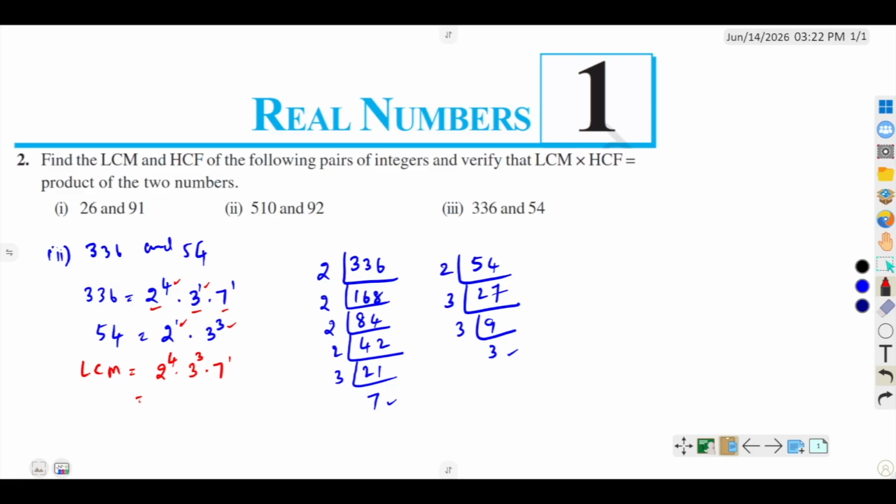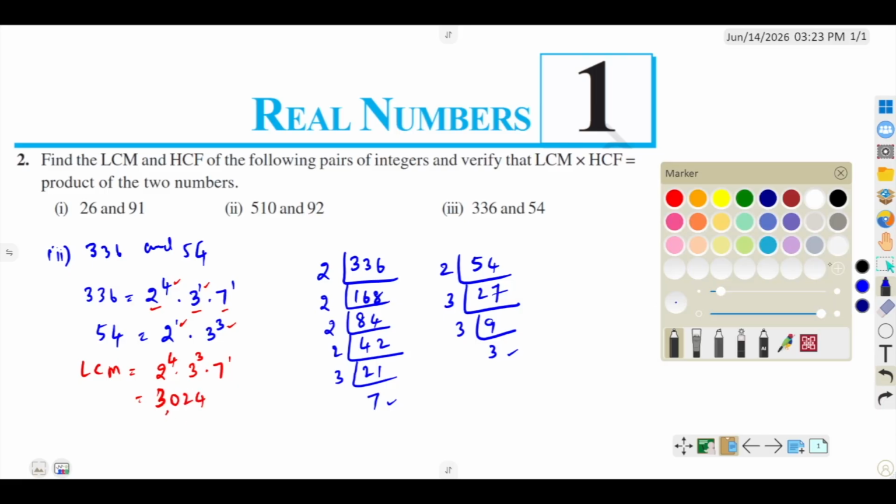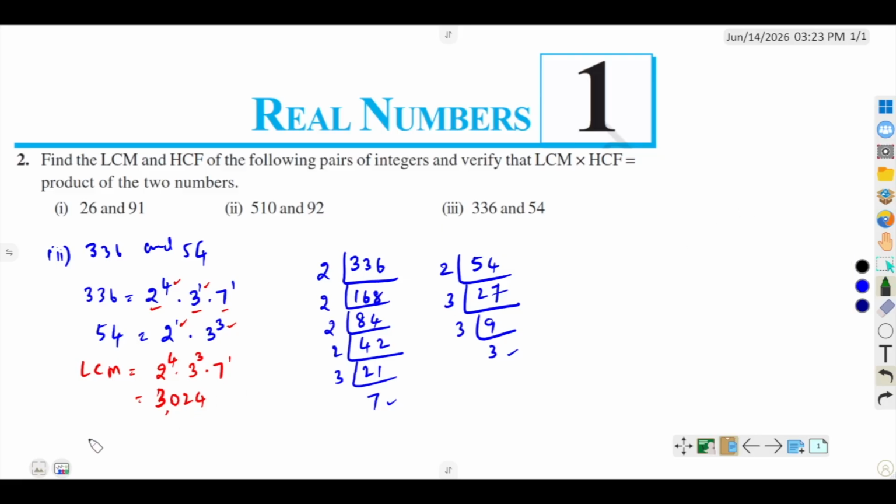here I want to add one point, guys. See, first of all we'll write all the factors, then the highest power of the common factors, then the non-common factor 7 power 1 as is we will take. So see here, 2 and 3 are the common factors, so I took the highest powers, that is 4 and 3. 7 is a non-common factor, so I took power 1. If you multiply all these three together, you will get 3024.